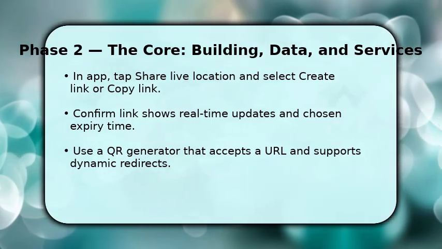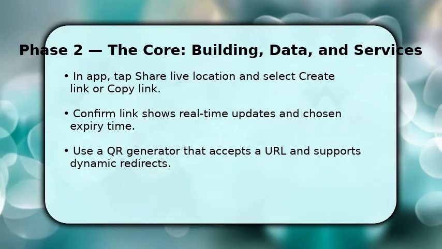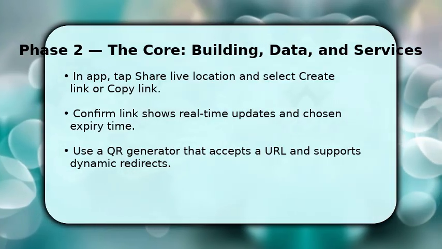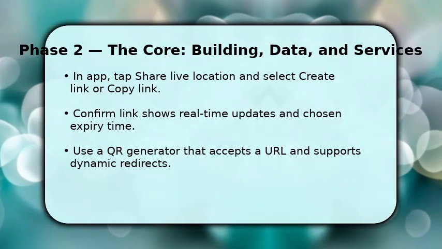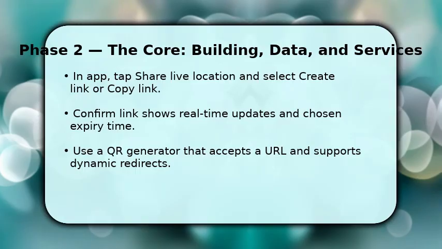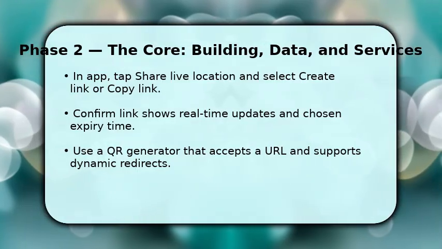Next, paste that URL into a QR code generator that accepts URLs. Choose a generator that supports dynamic links or short URLs so you can revoke the link later if needed. Once pasted, generate a high-resolution QR.